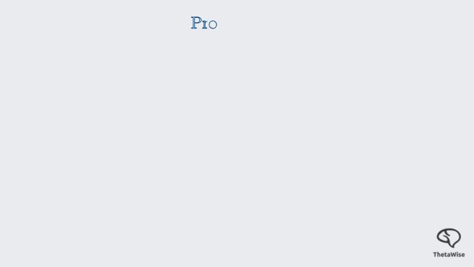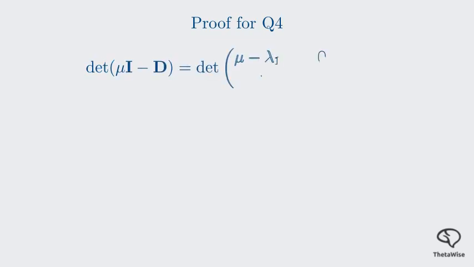Let's prove the property that the eigenvalues of a diagonal matrix are its diagonal entries. We start with the characteristic equation det(mu I minus D) equals 0. We use mu for the eigenvalues of D to avoid confusion with the lambdas already on the diagonal. The determinant we need to calculate is [mu minus lambda 1, 0; 0, mu minus lambda 2].